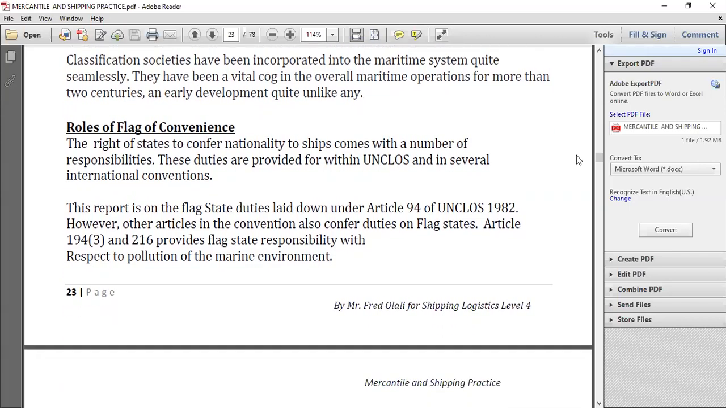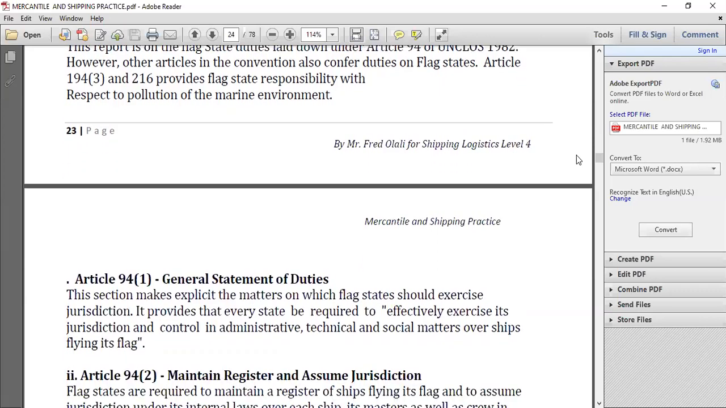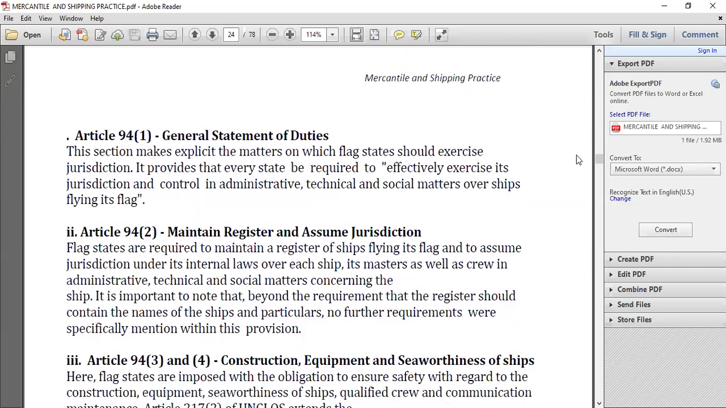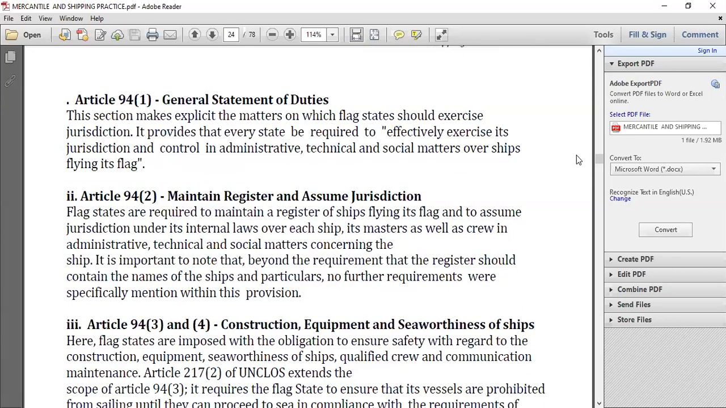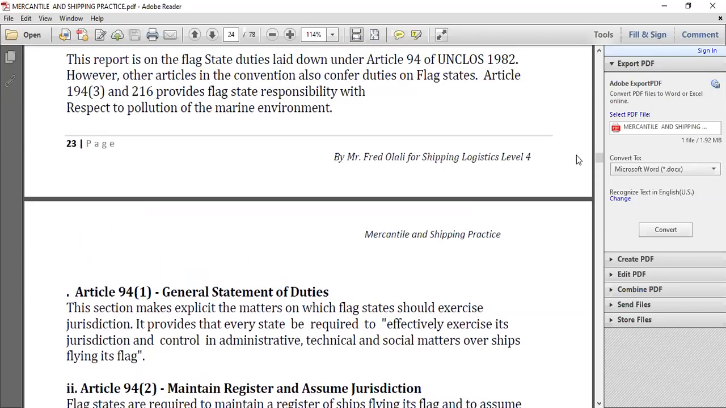And that is the pollution. When talking about the pollution of the marine environment, you go to another international convention, and that is called MARPOL, marine pollution. So we have various articles concerning this.